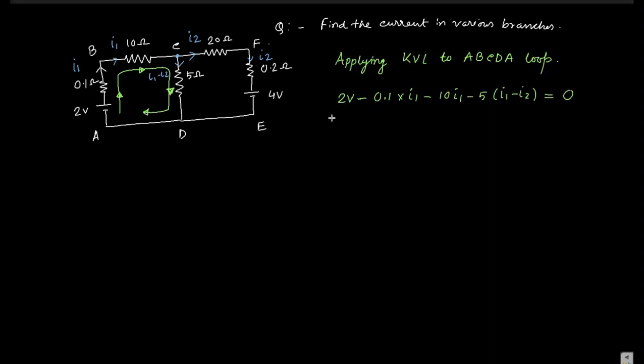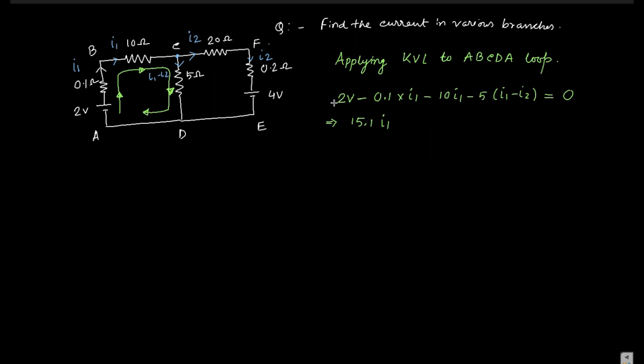So here you can see that after calculating, we get 15.1 I1, that is, minus 10 minus 5 and minus 0.1, that is 15.1 I1.